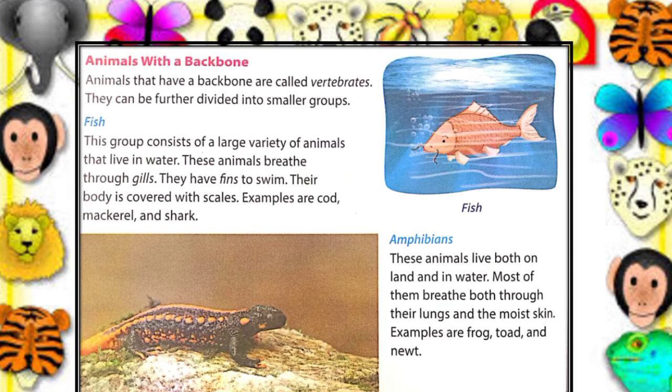Now let's understand features of amphibians. So most of the animals known as amphibians can live on land as well as in water. They are also vertebrates, or animals with a backbone. So these animals live both on land and in water, and most of them breathe both through their lungs and the moist skin.